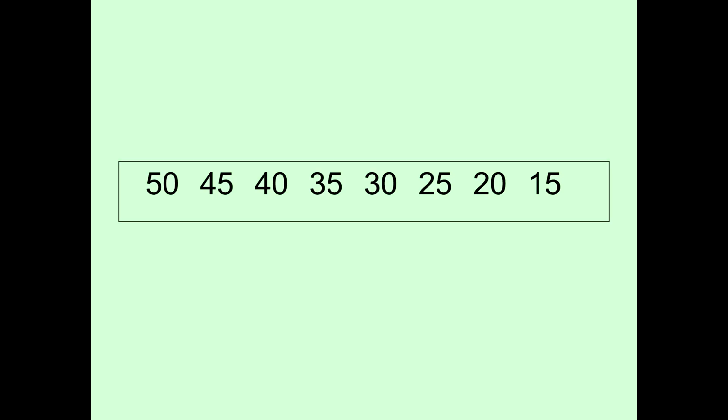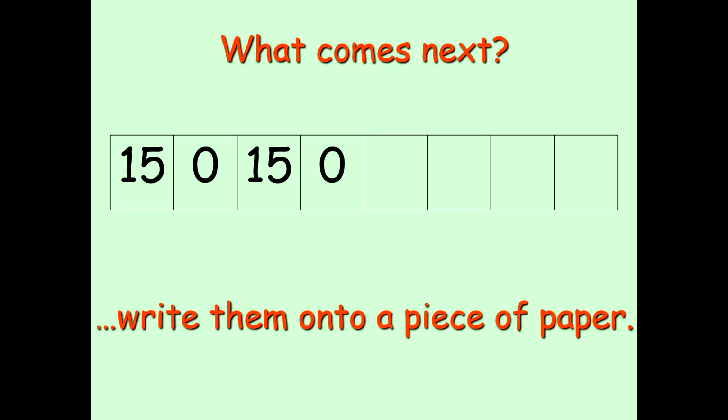Now we're going backwards along our number line here. We're starting at 50, then we jump back to 45, 40, 35, 30, 25, 20, 15. Okay, what would come next? Yes, it would be 10 because we were jumping backwards in fives.